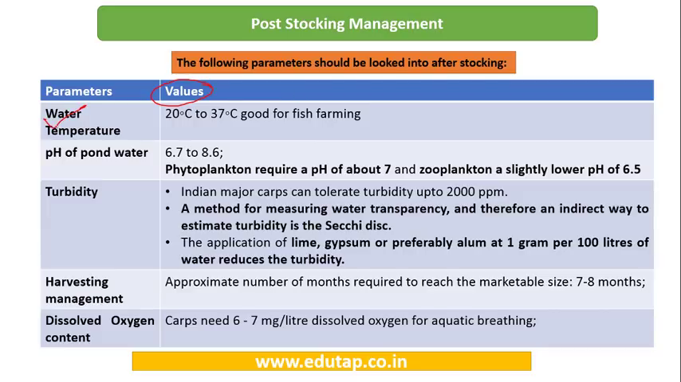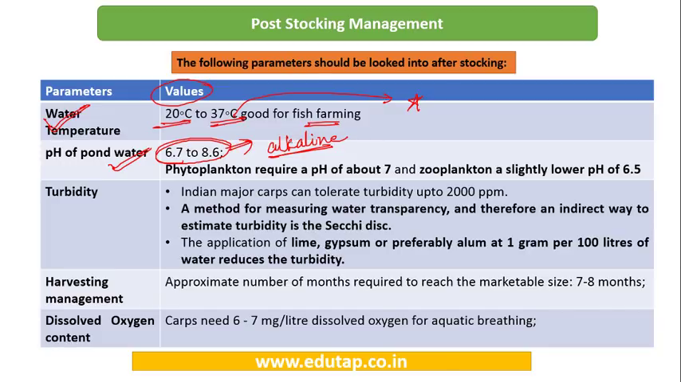When it comes to water temperature, generally for fish farming, the temperature that is preferred or is suitable is 20 degrees Celsius to 37 degrees Celsius. You might get a very direct question based on this temperature, so keep this in mind. pH of pond water nearly about 6.7 to 8.6. So note here a point that the pH is moving towards being alkaline in nature, right? So acidic environment is not required. Why? Because it slows the decomposition process, so it is not useful for the entire pond biota, right?